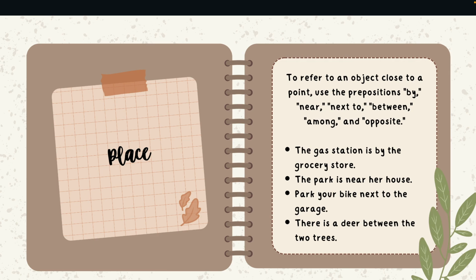So again, we are referring to an object close to a particular point. So for example, with the first sentence, by the grocery store. So the gas station is by the grocery store. So we are talking about a particular location close to another particular space. So we use by. So by the grocery store.